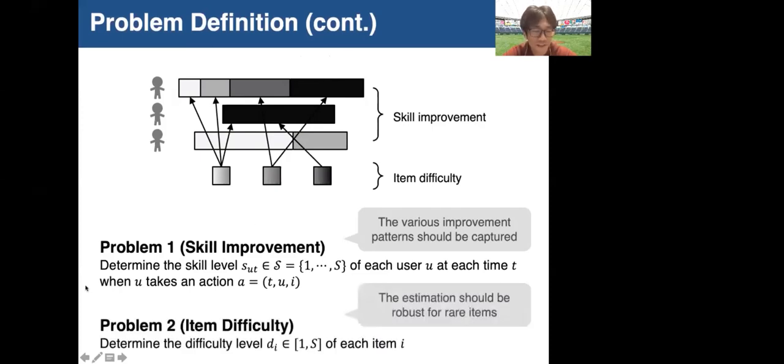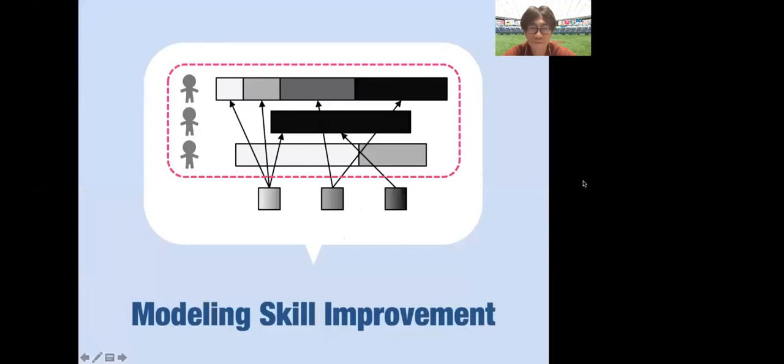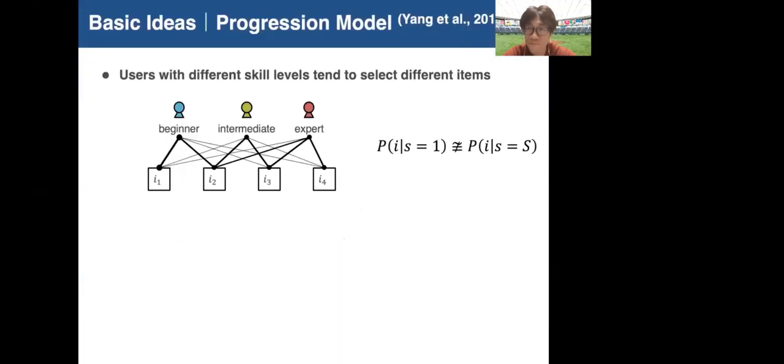And the second problem we address is called the item difficulty problem. Here we want to determine how difficult each item is. And in these figures, this item is estimated as easier than the other two items. So from now on, I will explain how we address these two problems.